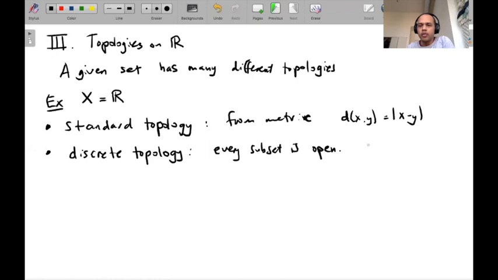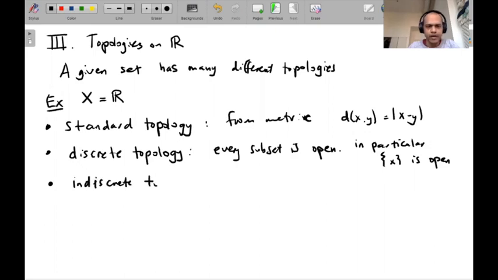So in particular, note that here, the singleton is open. So this is a difference between the standard topology and the discrete topology. Of course, in the standard topology, it's not the case that every subset is open. For example, single point sets are not open. Okay, so this is a different topology. There's another topology that you can define on any set, which is called the indiscrete topology.